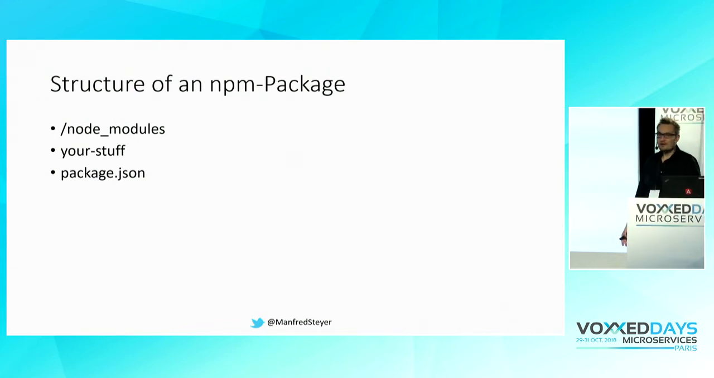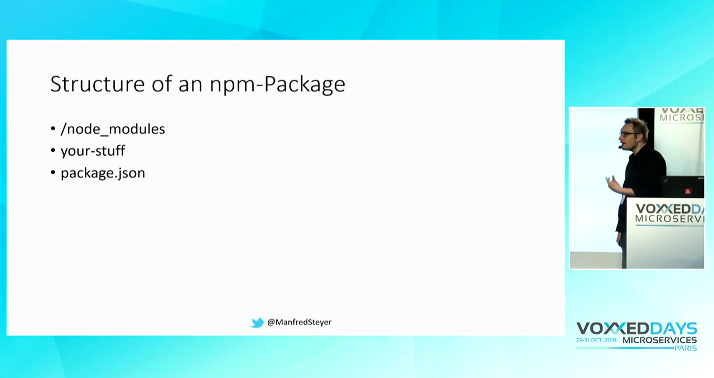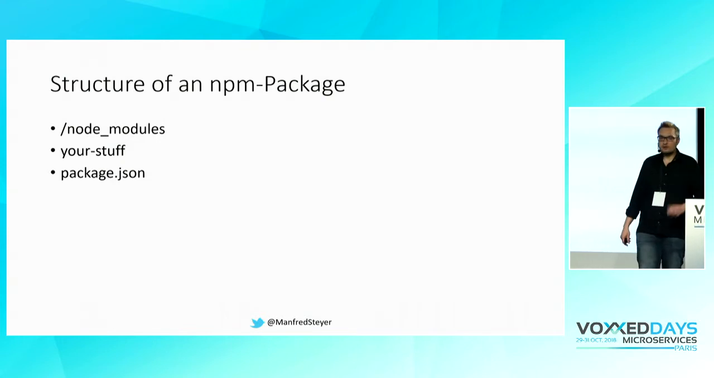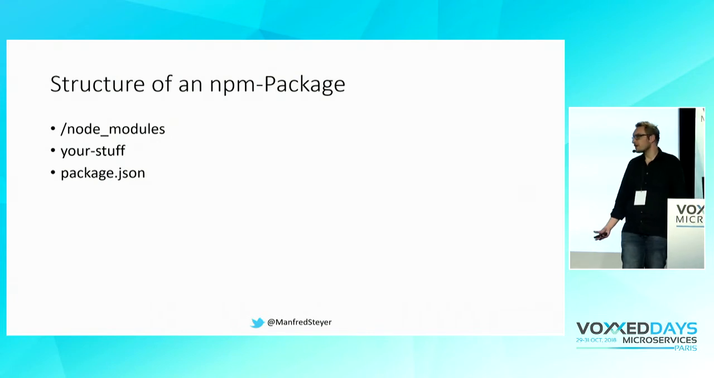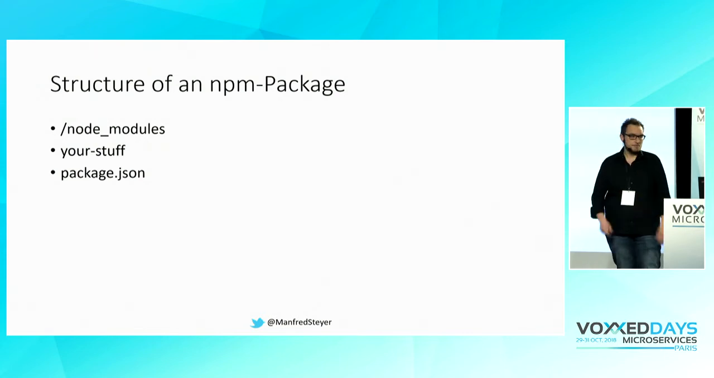Perhaps you have seen something like this before. An NPM package comes with a node modules folder that holds all the libraries you are depending on. There is your stuff, your source code, and there is a package.json with metadata. Metadata that holds the version number of your package, metadata that holds the name of your package.